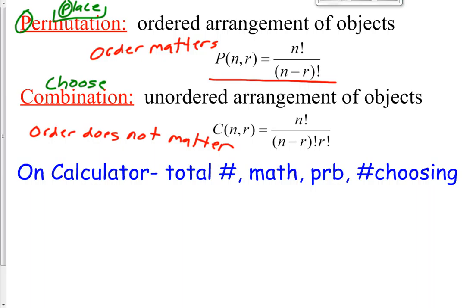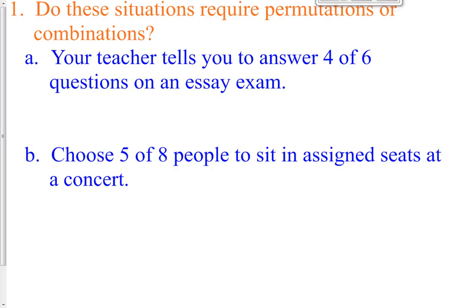I'm not saying that it works every time, but if you're kind of stuck about where to go, if it says placement, it's going to be a permutation. If it says choose, it's going to be a combination. Again, not every single time, but a lot of times. On our calculator, here's how we're going to find permutations and combinations, and I will define this as we go through the questions. So let's see whether these situations are permutations or combinations in this first exercise.